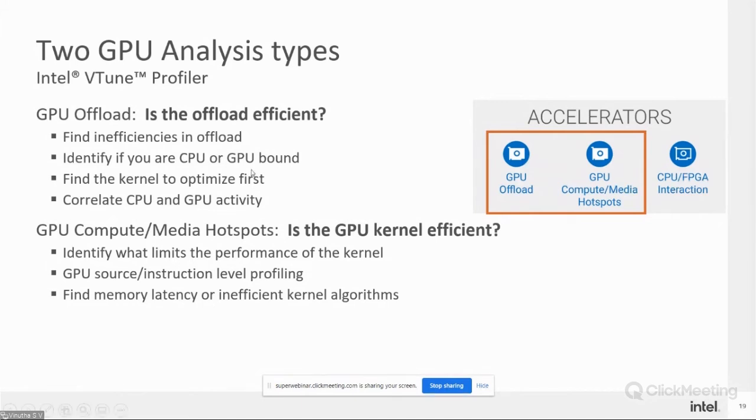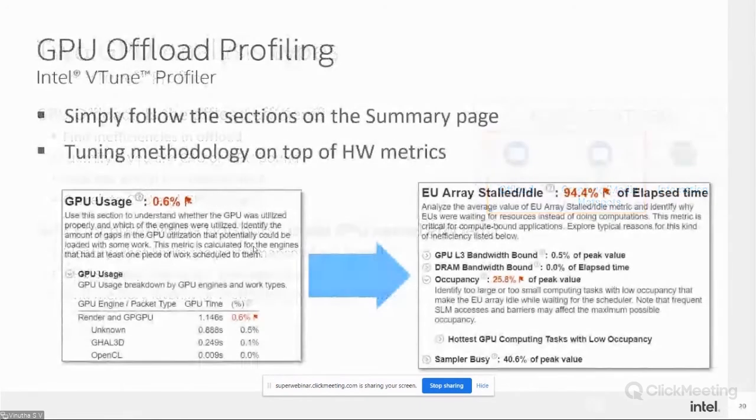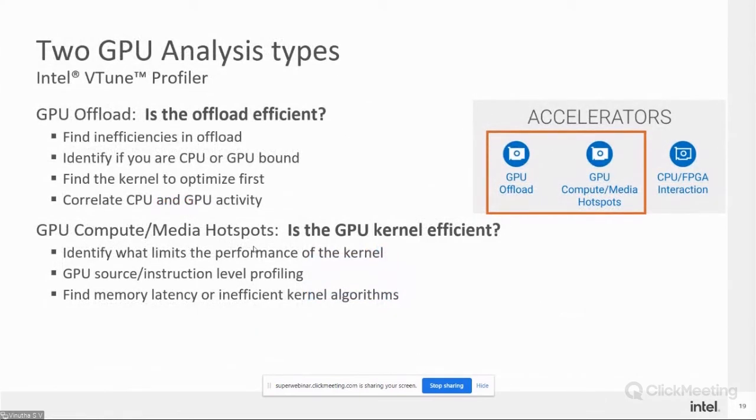So these are two different analysis types. To start with, we recommend using GPU Offload, so that you will get to know if the offload itself is efficient or not. Once you decide that the offload is good enough and is using all the resources effectively, then we can move on to running Computing Media Hotspots analysis, and see if there are any bottlenecks that can be improved with respect to memory latency issues, or inefficiencies in your algorithms.